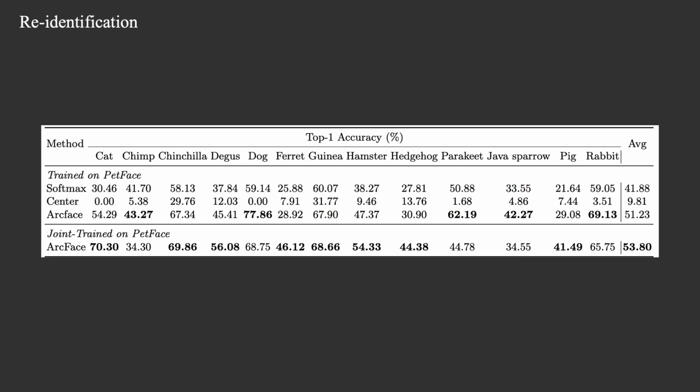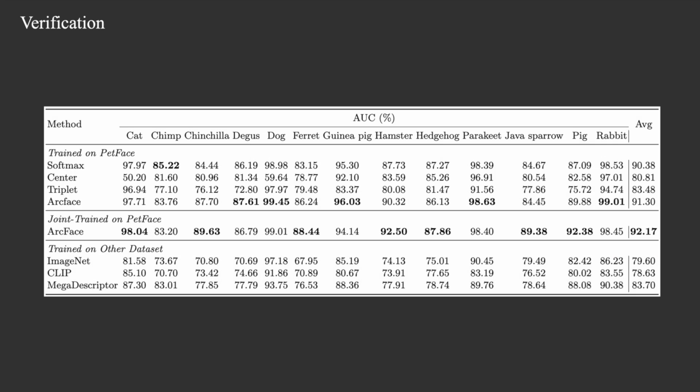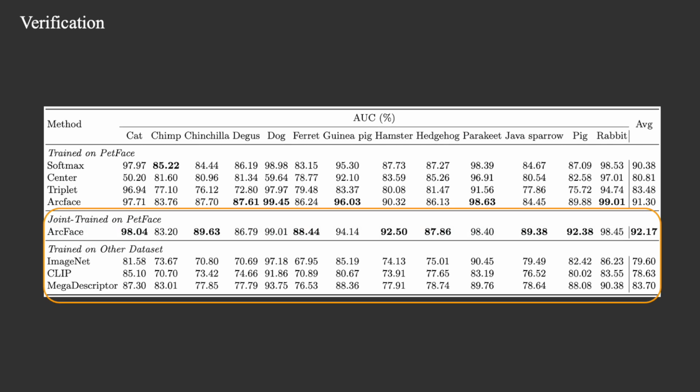We present the re-identification results using top 1 accuracy. When trained independently on each class, ArcFace demonstrates consistent performance. The highest average accuracy is achieved through joint class training with ArcFace. Next, we show the verification results. Similar to our findings in the re-identification task, ArcFace proved to be effective, achieving the best results when joint class training. Furthermore, our dataset achieved the highest AUC compared to models trained on other datasets, including ImageNet, CLIP, and Megadescriptor.